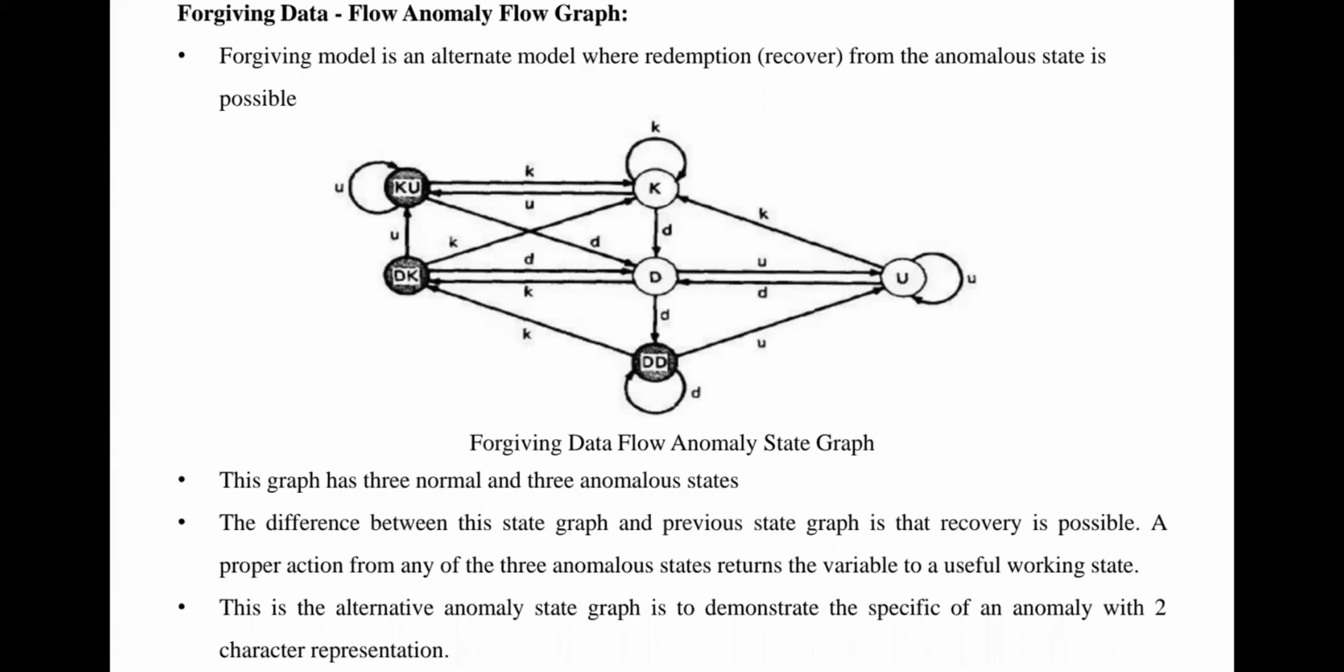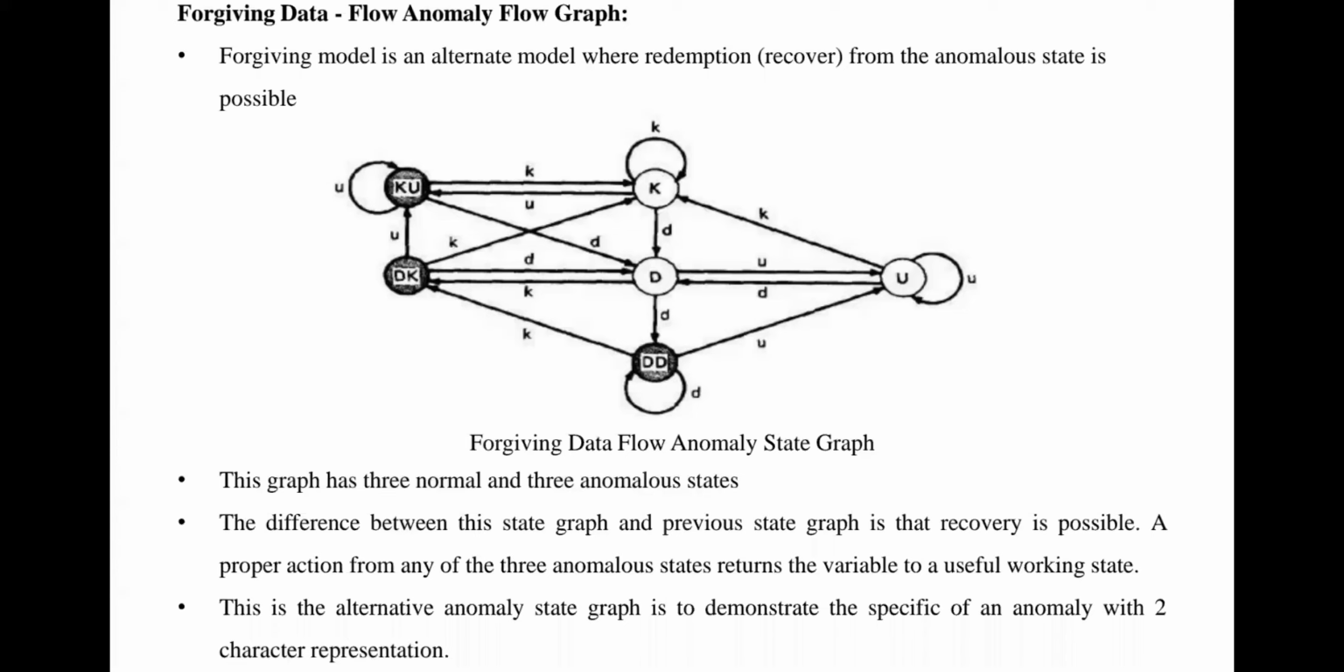See this diagram. It contains different states. It contains 3 normal states called K, D, U, and 3 anomaly states, which are represented by 2 characters. In the previous diagram, we directly mentioned A as an anomaly state. Here we represent them with the names KU, DK, and DD. KU is nothing but kill usage. DK is nothing but defined kill. DD is nothing but redefined. Okay. These are the 3 different anomaly states.